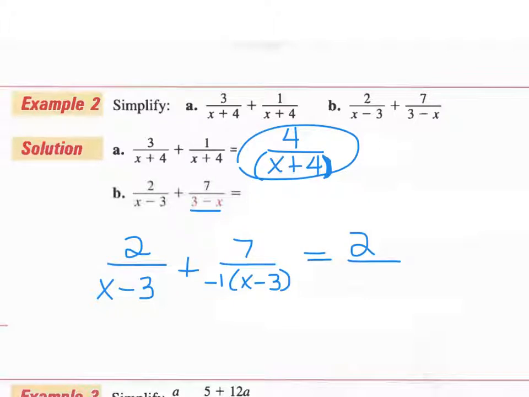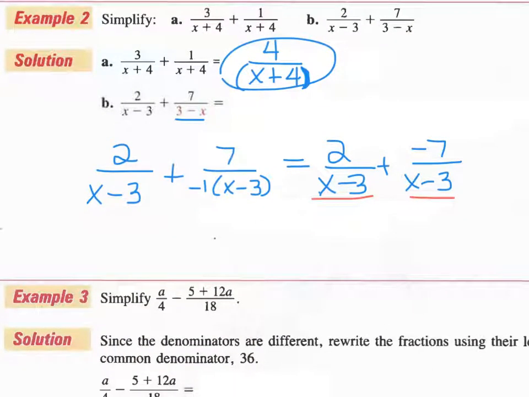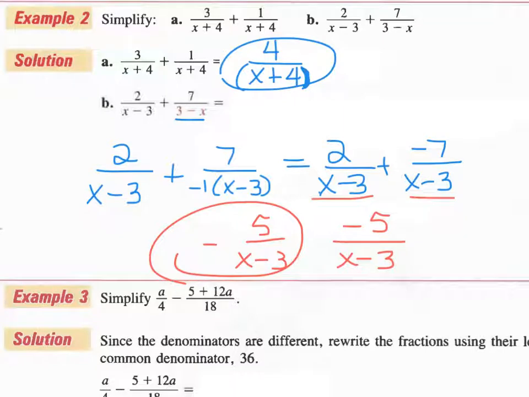So 2 over x minus 3 plus -7 over x minus 3. I have the same denominators, so now I can just add my numerators. And I get -5 over x minus 3. Now, what we can do here is remember this -5 in the top, or we can just write the negative sign out front of the fraction. That's generally how you're going to see it, is this answer.